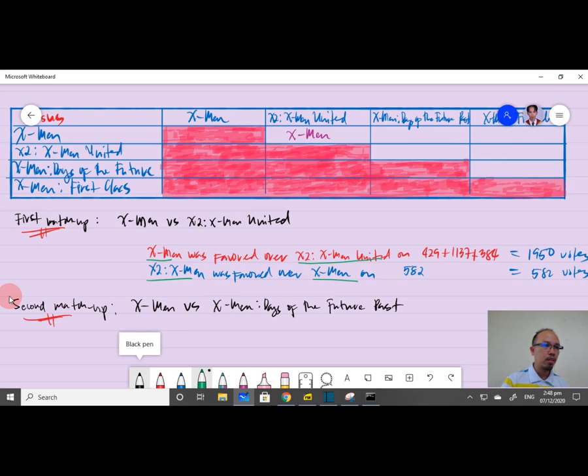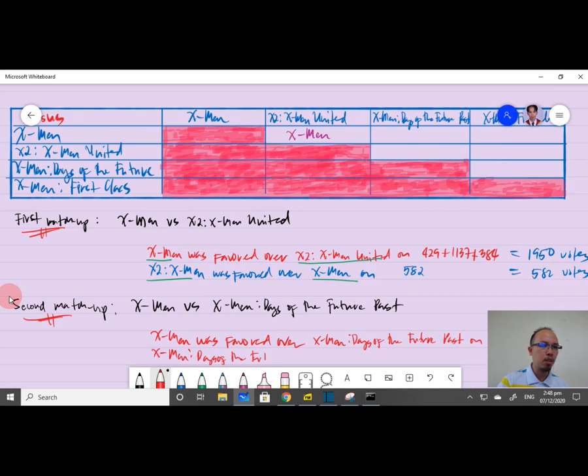So let's do it again. This one here, X-Men was favored over X-Men Days of the Future Past, and then the reverse: X-Men Days of the Future Past was favored over X-Men.